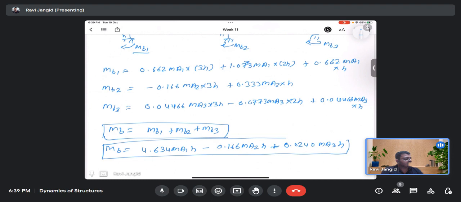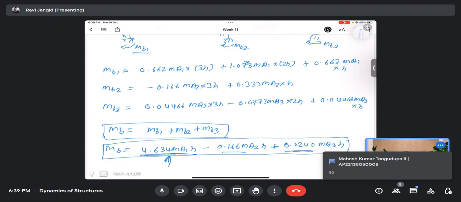From this you can also observe that this will govern the first mode, where you will have the higher moment. Here it is lesser, and then in the third mode it is very less. So is there any doubt in this question? Anyone? No, sir. Okay, if not, then we are moving to the next question.